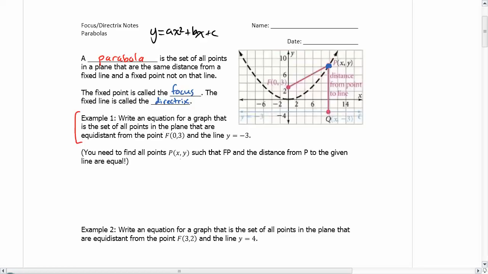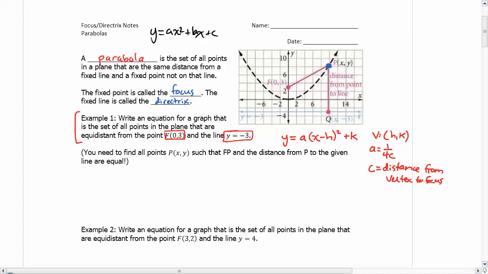Write an equation for the graph that is the set of all points in the plane that are equidistant from the point F(0,3), so that's your focus, and the line y equals -3. We are going to write these equations in vertex form. Remember that is y equals a times (x minus h) squared plus k, where your vertex is the point (h,k). Think inside opposite, outside the same. Your a value is 1/4c, and c is the distance from the vertex to the focus.